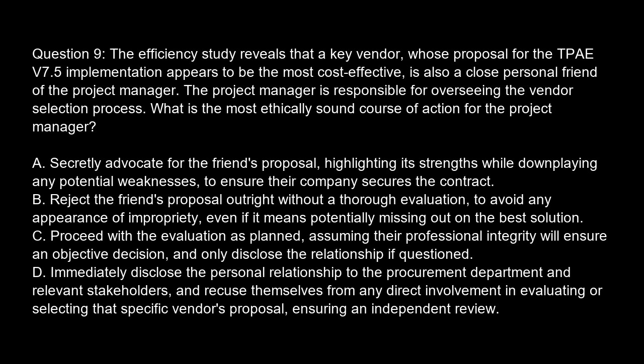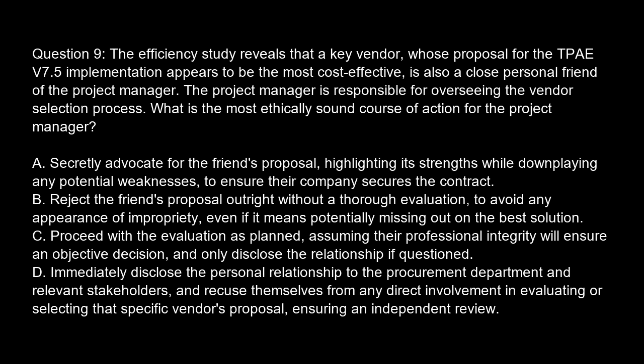Option B. Reject the friend's proposal outright without a thorough evaluation to avoid any appearance of impropriety, even if it means potentially missing out on the best solution. Option C. Proceed with the evaluation as planned, assuming their professional integrity will ensure an objective decision, and only disclose the relationship if questioned.